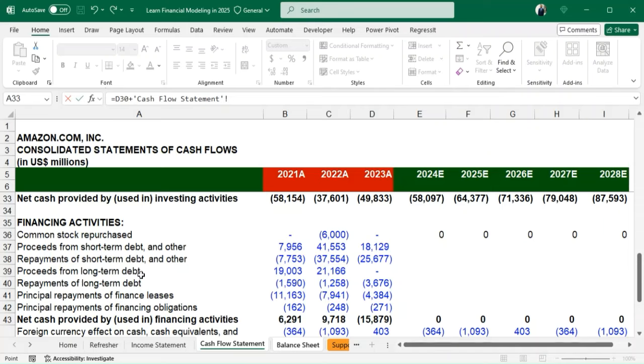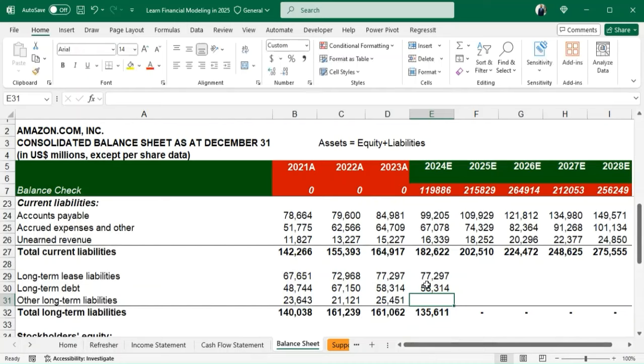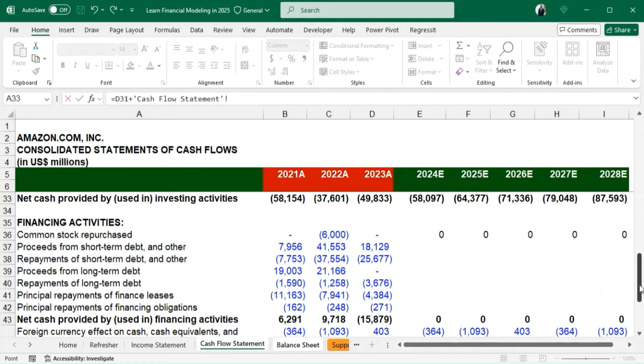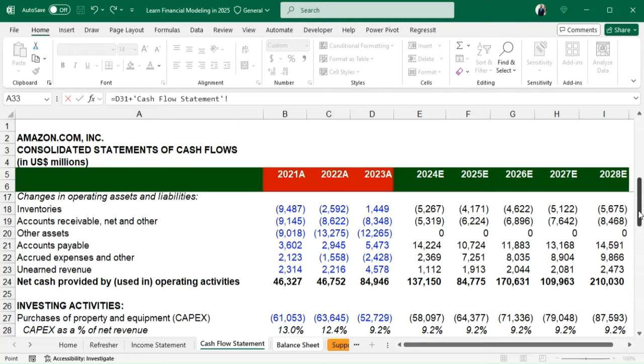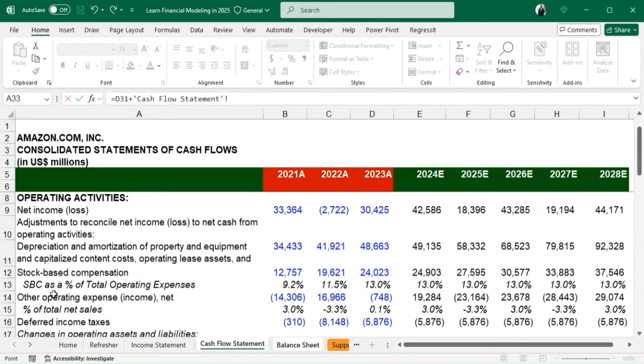So we have proceeds from long-term debt, which should be added. And then I'll also add that of any repayments of long-term debt. All right, so that is that. And then finally, I would also have my other long-term liabilities. Now, my other long-term liabilities is going to be equal to the previous year figure. I'm going to add deferred tax liabilities or deferred tax amounts within the operating section. So this is deferred income taxes. So I'm going to add that and also add any repayment of finance obligations.